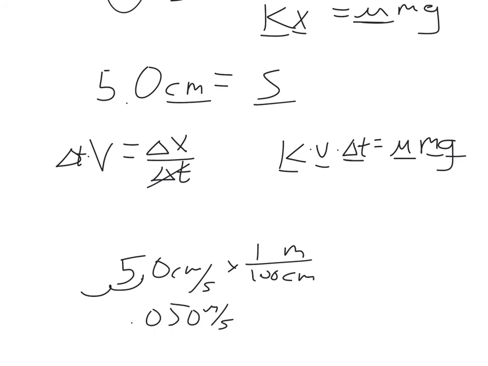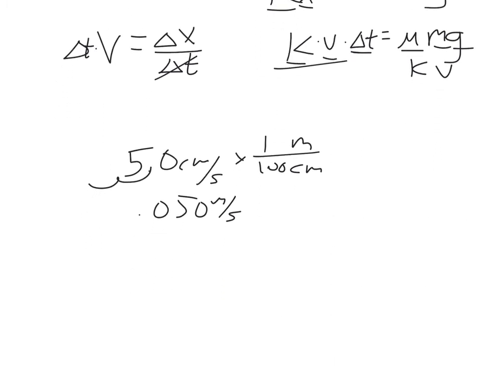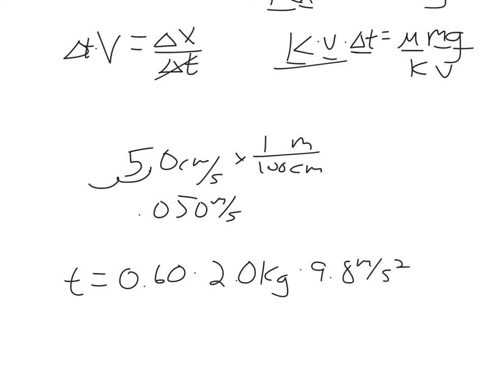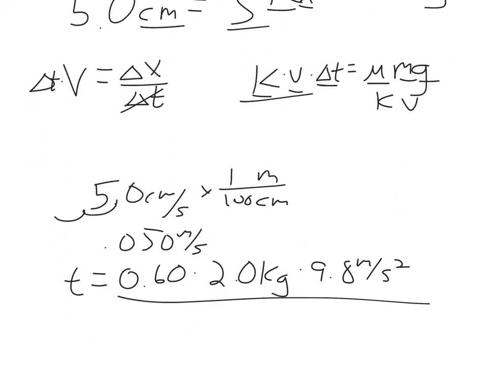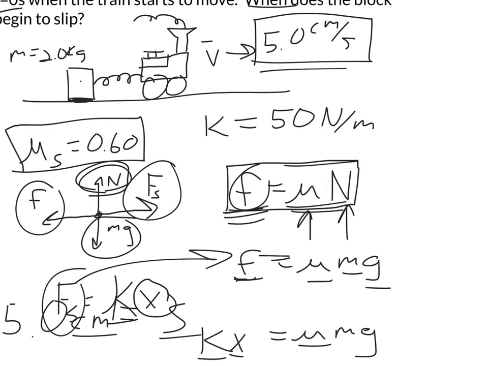Okay. And now I can get my t by itself by dividing. I'm going to get kv on this side. So t equals mu mg over kv. So the time will be equal to mu of 0.60, no units on mu, times m, the mass of the block was 2 kilos, times g, which is 9.8, divided by k. The k here was, I forgot, but I gotta look, 5, I think. Oh my gosh. Yeah, 50. I knew it had a 5 there.